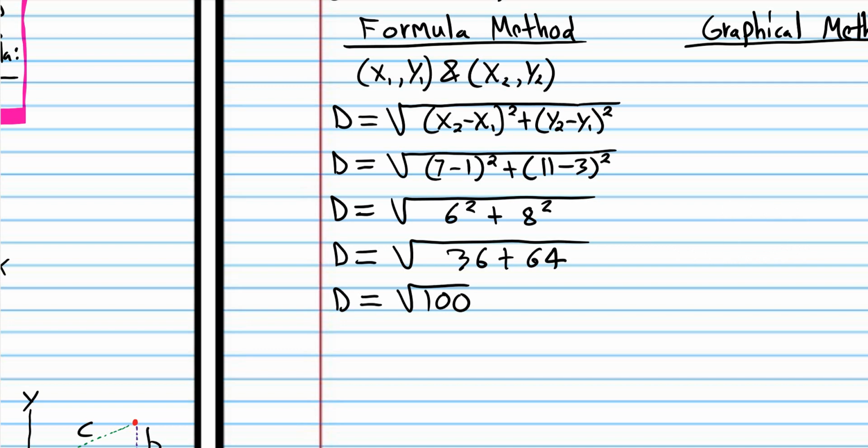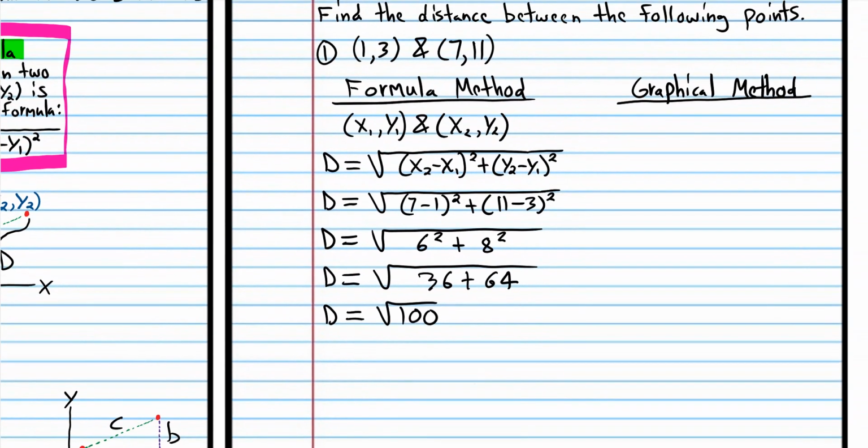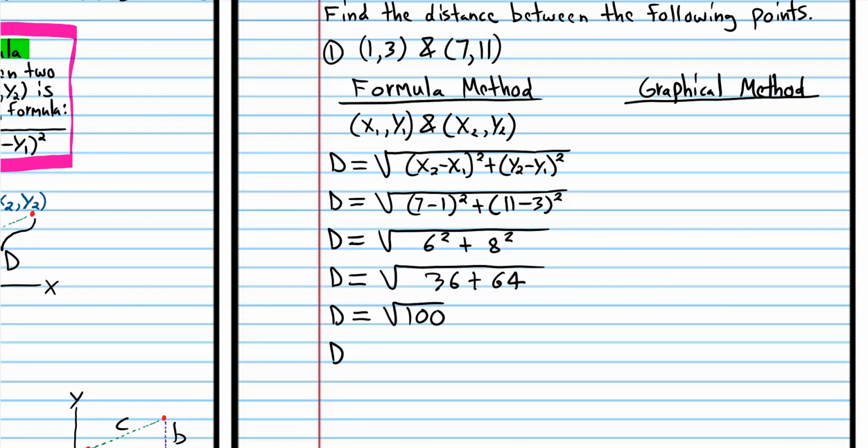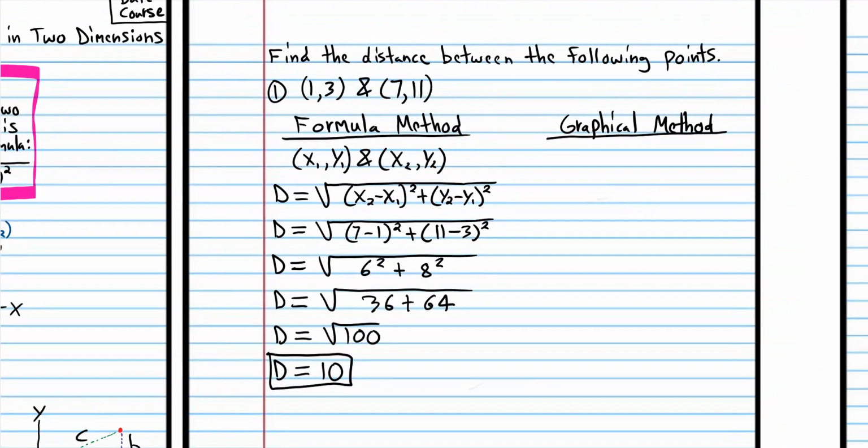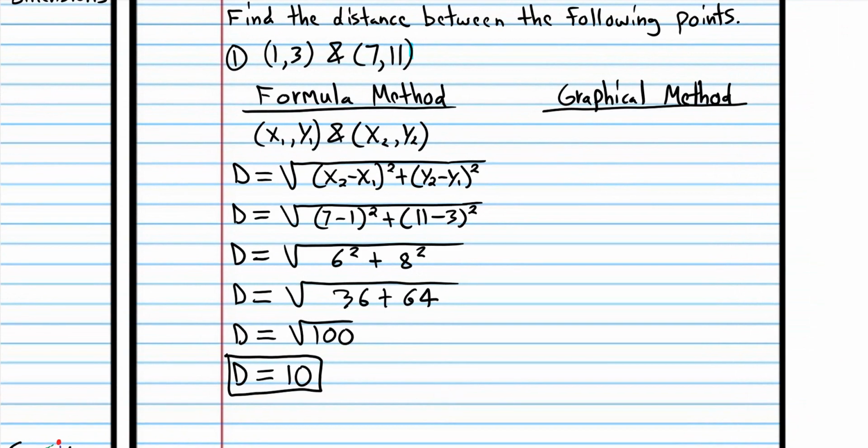Now, what does the square root symbol mean? Well, it means it's asking what number times itself equals 100. So think about that. What number times itself is equal to 100? We learned this in my beginning algebra course. Well, 10 times 10 is 100, so the answer is 10. So there you go. So that is the answer. That is the distance between these 2 points.